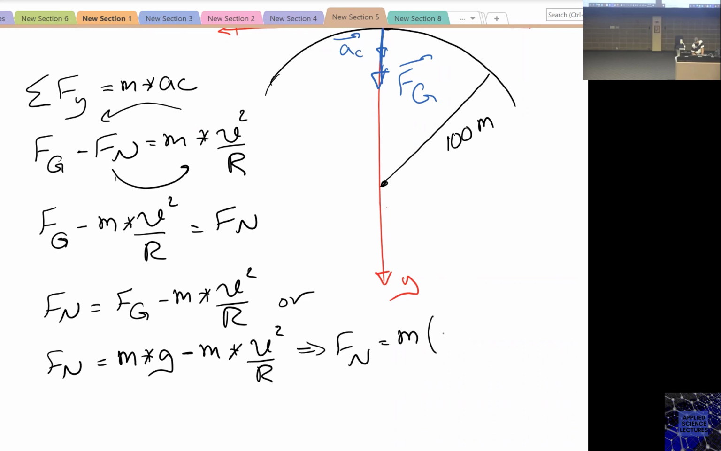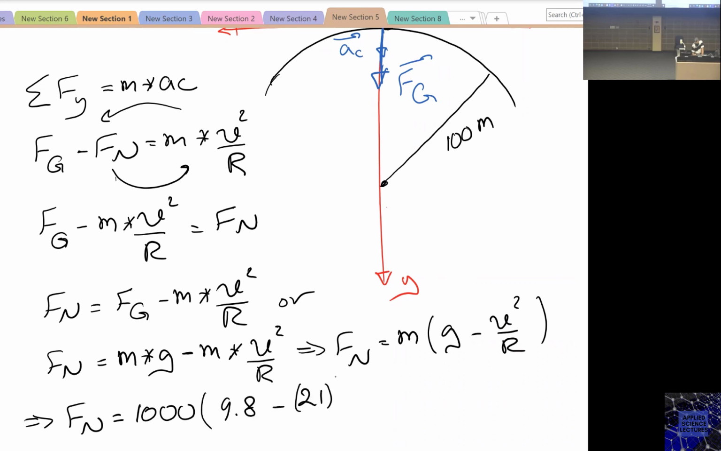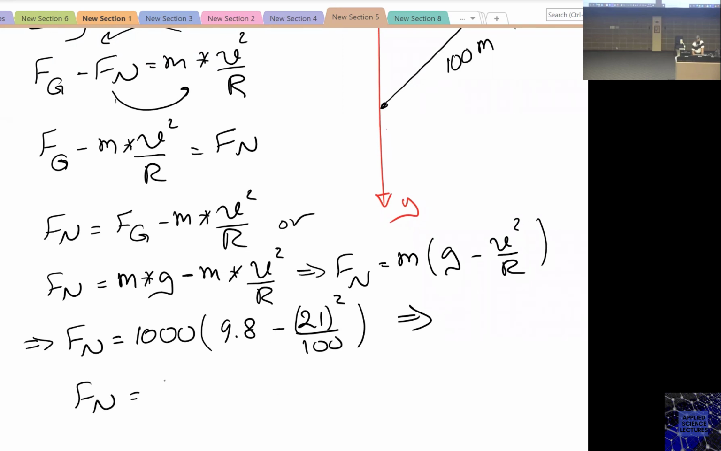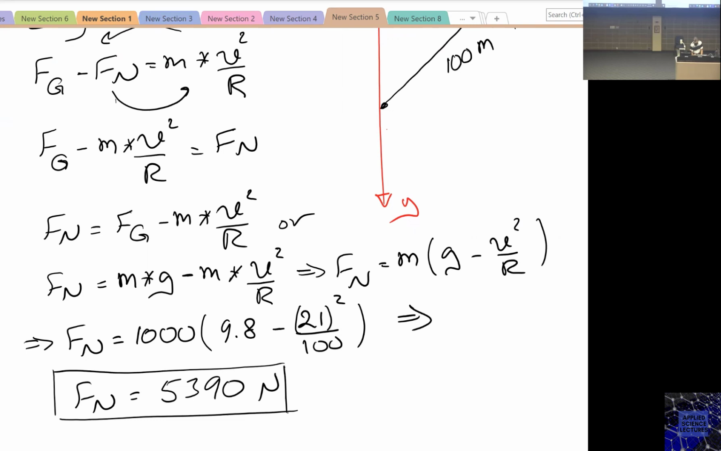Fn, take m outside, g minus v squared over r, or Fn is 1000 times 9.8 minus 21 squared divided by 100. If you do the calculation, you'll find that Fn is 5,390 Newton. So the normal force is 5,390 Newton. How much is the gravitational force?